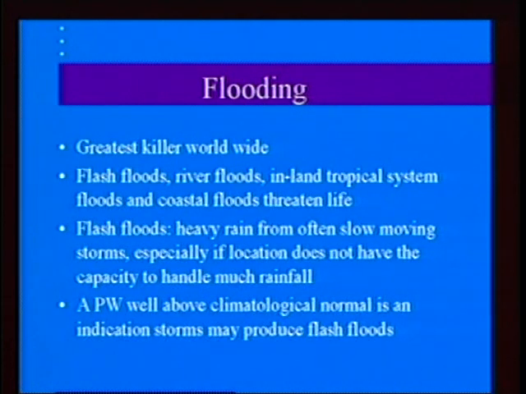Inland tropical system floods can also produce a significant amount of damage. They can produce river floods. They can produce a very significant problem because the rain is very heavy, and this is especially a problem if the tropical system is fairly slow moving. And then a coastal flood also threatens life, such as the storm surge coming out of a hurricane.